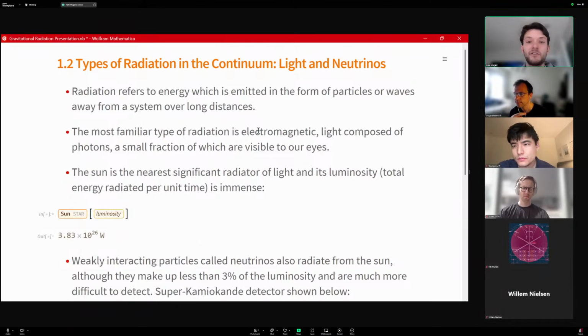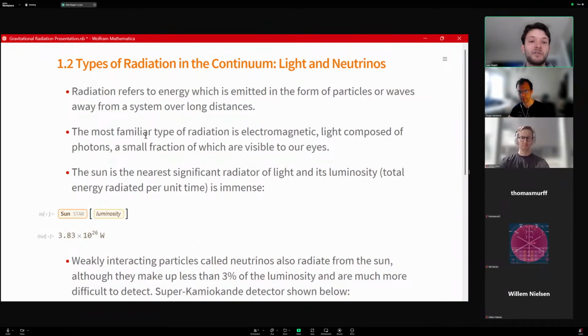It could be in the form of particles or waves, but it's energy that's released from a system and transmitted over long distances. So electromagnetic radiation was thought for a long time to be composed of waves in the electric and magnetic fields. And that's still a useful way of thinking about light. But we know now that a more complete description describes light as being composed of photons. And these photons can have different energy states. They can carry different amounts of energy with them, and a small fraction of those energy states are visible to our eyes.